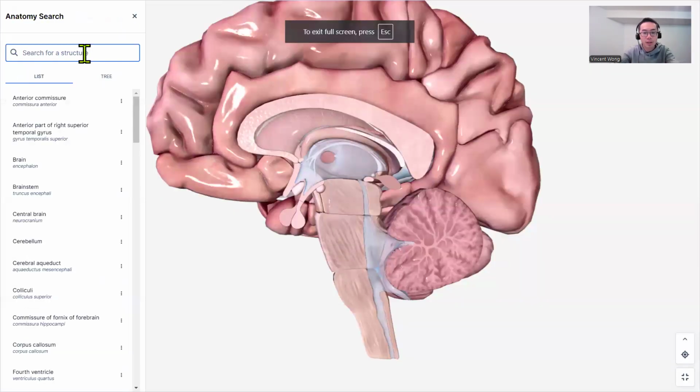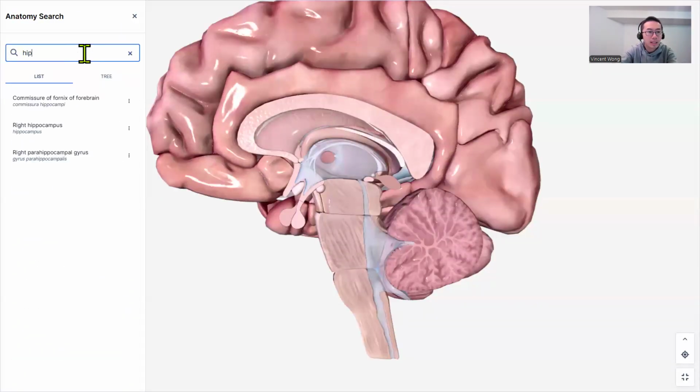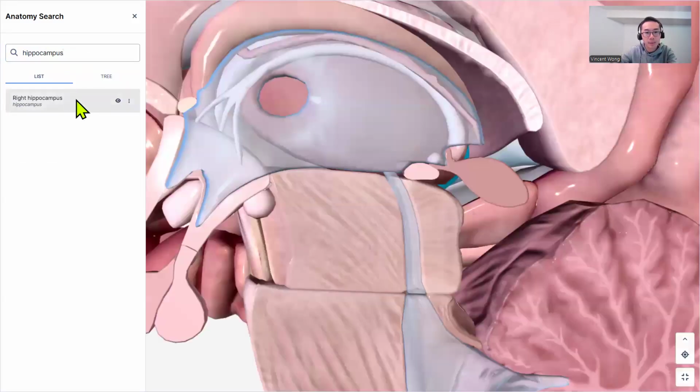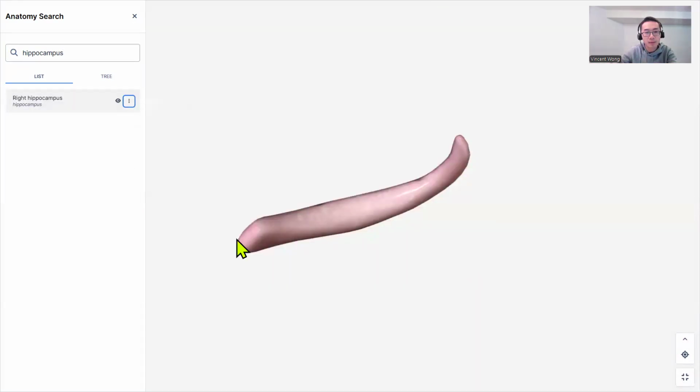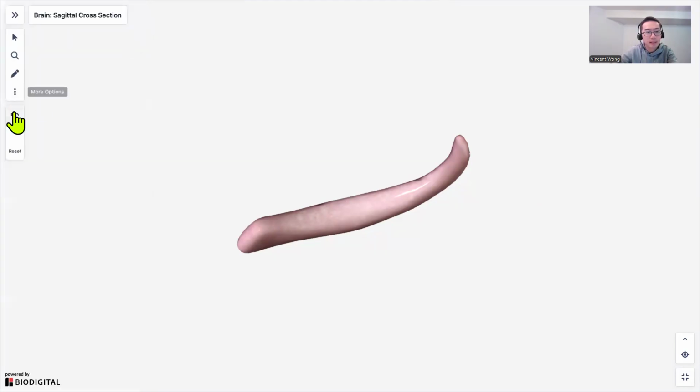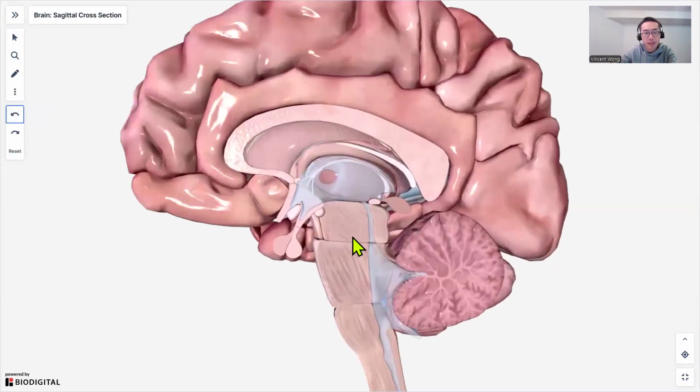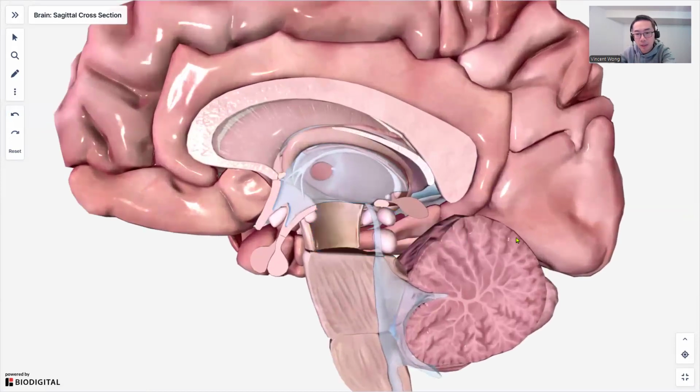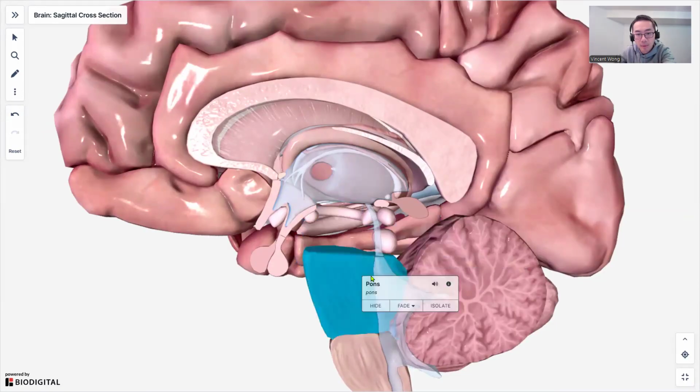You can actually search them up as well. Hippocampus there, and then it will take you right to it, and you can isolate it if you want. So you see, that's the hippocampus right here, and at the tip of it, how do I unhide it? Oh, right there. Okay, so you might have to cut away a bunch of things, and then you might be able to see it.